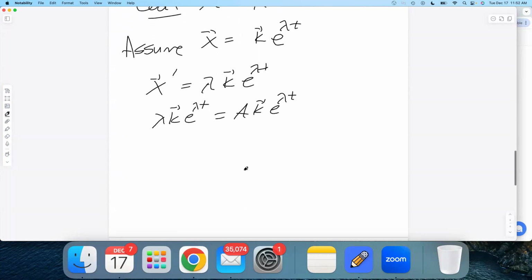Now, e to the lambda t never equals 0. So I could just cancel that out and I would get A times K must be lambda times K.